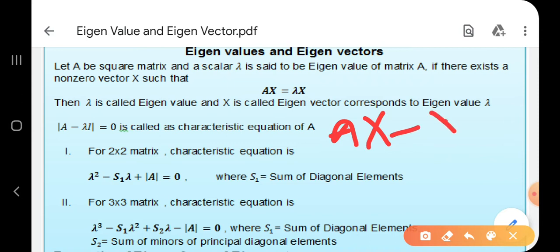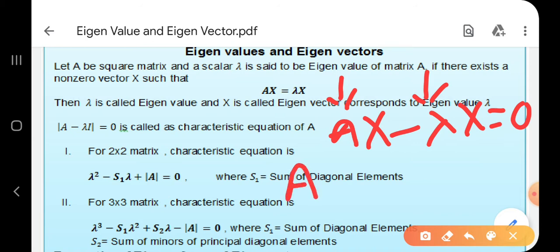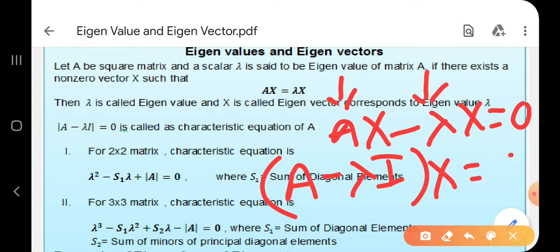Ax minus lambda x equal to 0. Now I have to take x common. But what is the difficulty here? A is a matrix and lambda is a scalar. So for addition I require both to be matrices. So A minus lambda I. If I multiply the identity matrix with anything, it remains as it is, so no change. Correct? So this is my homogeneous system.